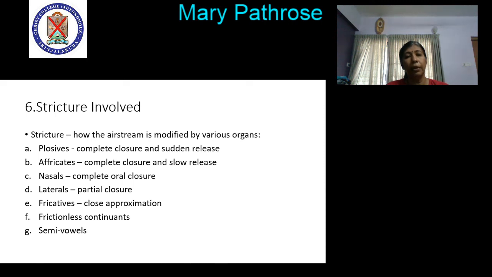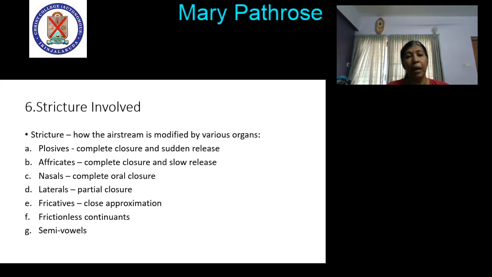Fricatives are produced with a stricture of close approximation. The term approximate means to come close. So close approximation is the stricture in order to produce a fricative sound. So when we produce a fricative consonant, the two articulators come very close to each other, but they do not make contact. There is a very narrow gap between the two articulators, so that the air coming out from the lungs, which cannot pass out through the nose because the nasal passage is closed by raising the soft palate, can only escape through the mouth.